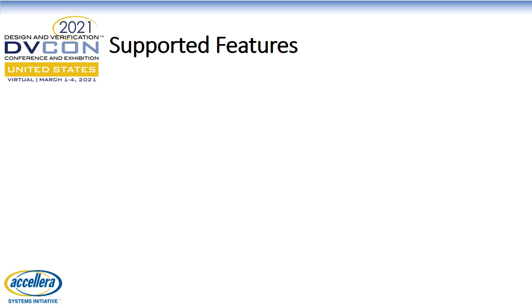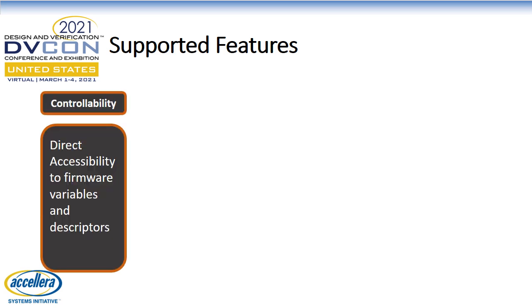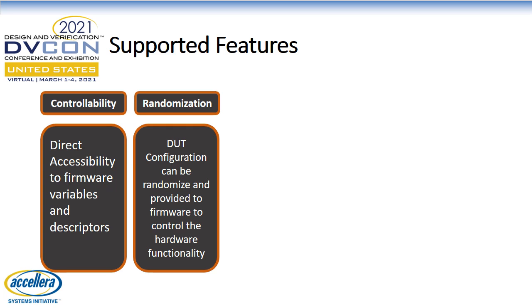This slide talks about some of the supported features. Controllability: as we see, the abstract layer has direct accessibility to firmware variables and descriptors. Randomization: as the abstract layer is written using SystemVerilog UVM, it provides randomization capability, and the configuration can be randomized and provided to the firmware.